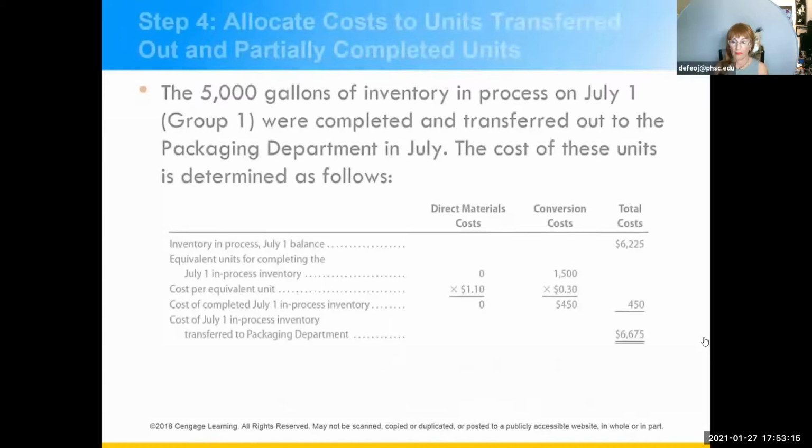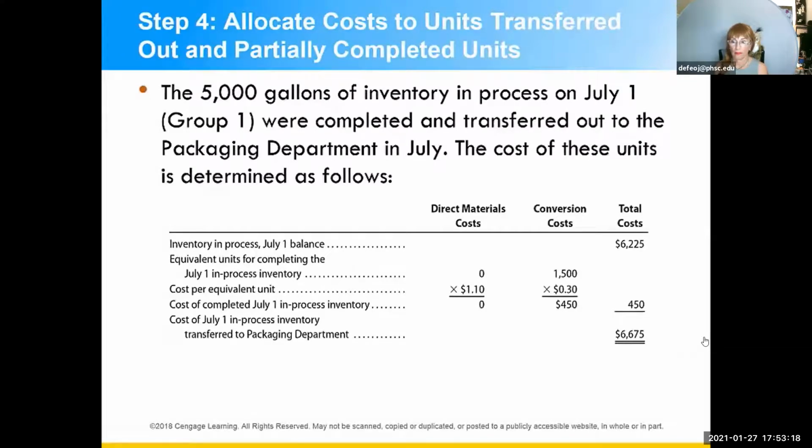Here, costs are allocated to transferred and partially completed units. The conversion costs for July are calculated using the 1,500 equivalent units of production as to conversion for July determined in step 2, and multiplying by the cost per equivalent unit of 30 cents determined in step 3 to arrive at $450. This is added to the beginning inventory in process balance of $6,225 to arrive at a total cost of $6,675 for the units transferred out of the department.